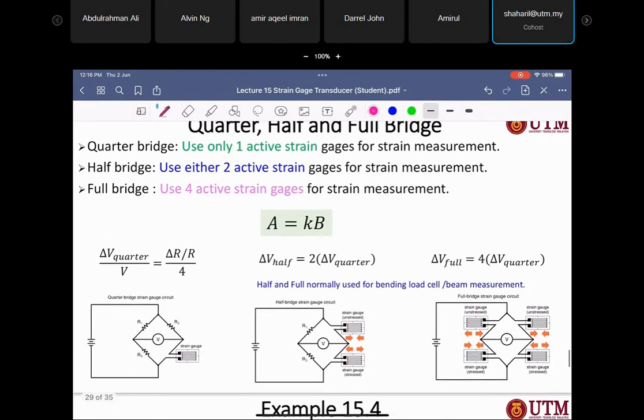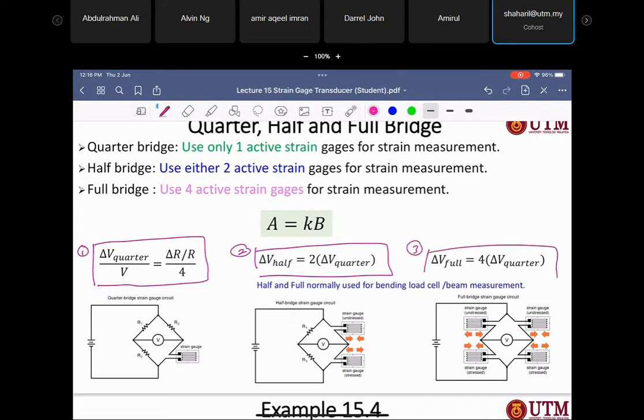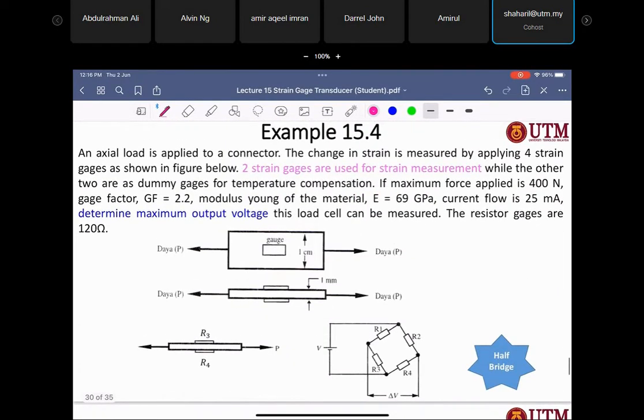So this is what I mentioned before. For quarter, this is the formula. For half, this is the formula. And for full, this is the formula. So in a question, you need to check whether the bridge is a quarter, half or full and so on.